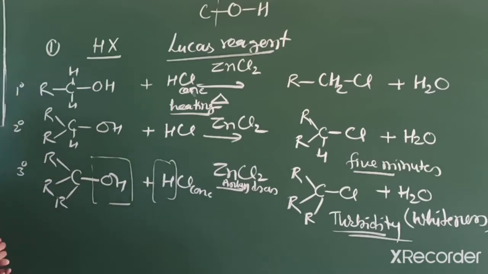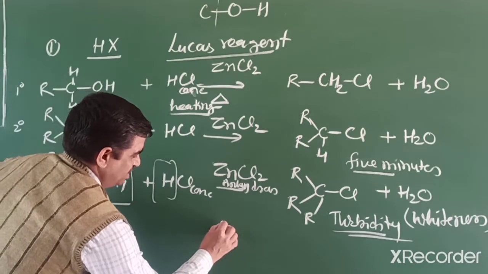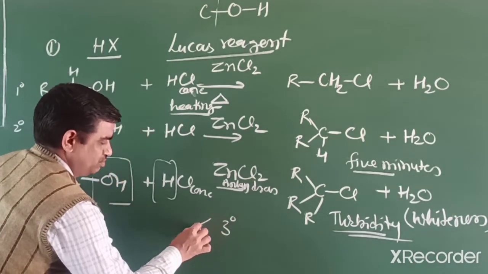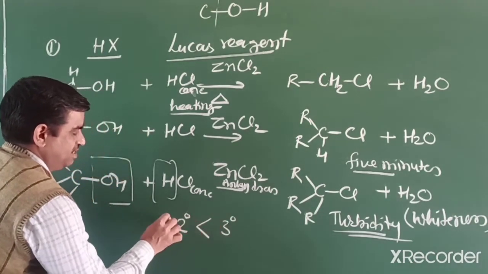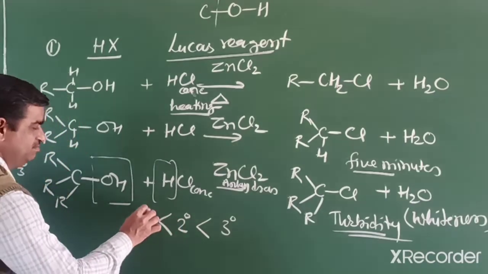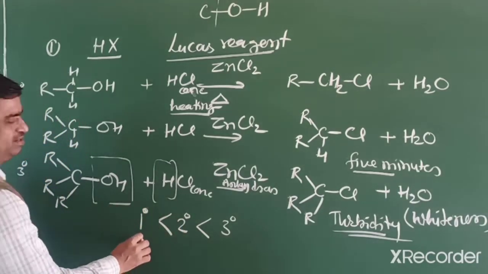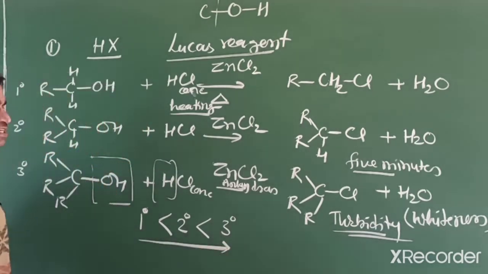The reason behind this reaction is the stability order. The 3-degree carbocation is most stable, then secondary is less stable, primary is least stable. So the reaction occurs according to the stability order of carbocation, and this is a very important reaction. This reaction is actually a nucleophilic substitution reaction, in which a more reactive nucleophile substitutes another nucleophile.